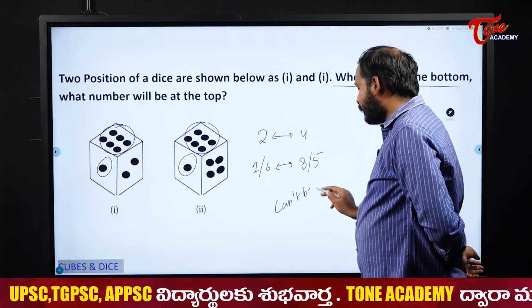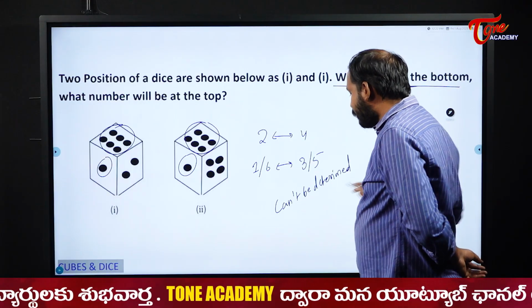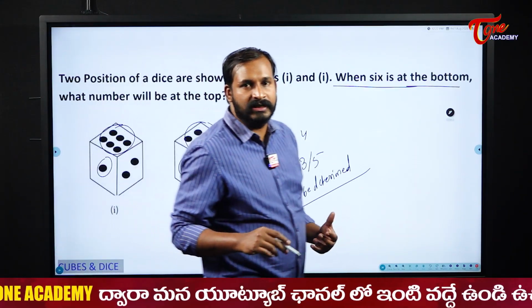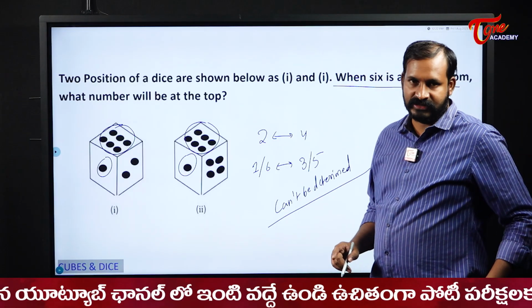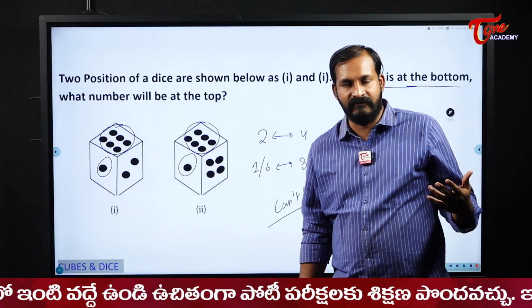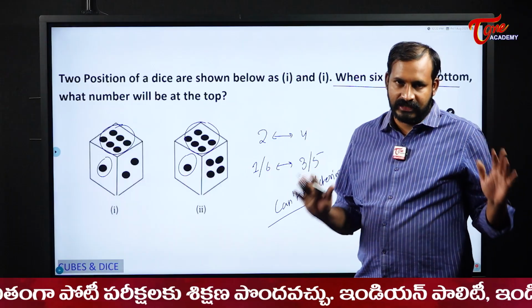Can't be determined. Why? Because we cannot tell exactly which number is opposite to which number here. So please be careful while answering these types of questions. We cannot say exactly here. Don't do any imaginations, this, that, everything. It is a waste of time. Very simple. Here we cannot tell our answer.